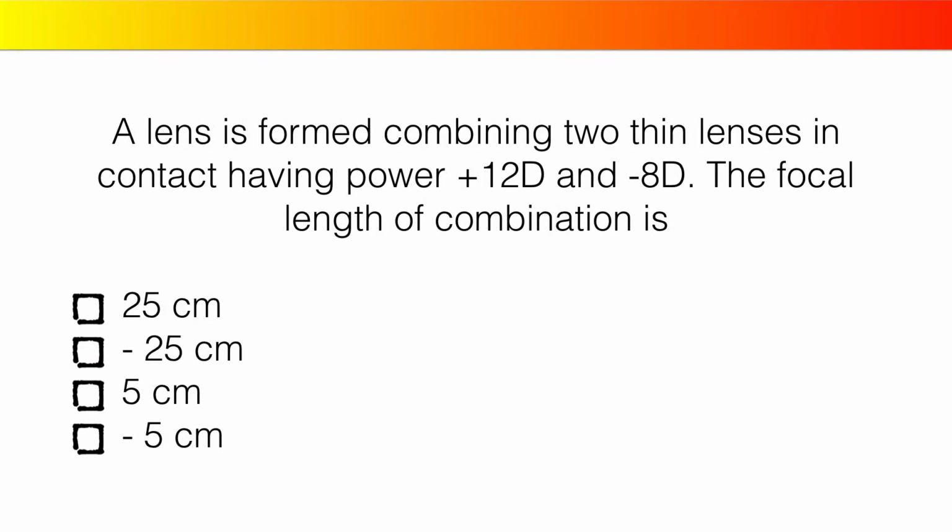A lens is formed combining two thin lenses in contact having power +12 D and -8 D. The focal length of the combination is 25 cm, -25 cm, 5 cm, -5 cm.